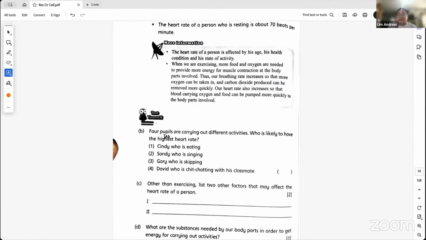4 pupils are carrying out different activities. All right. Who is likely to have the highest heart rate? Any volunteers? 5, 4, 3, 2, 1. No one? Okay, let's carry on.